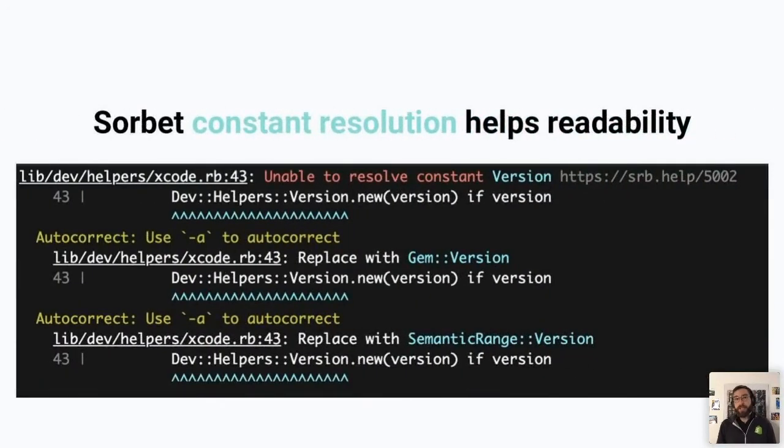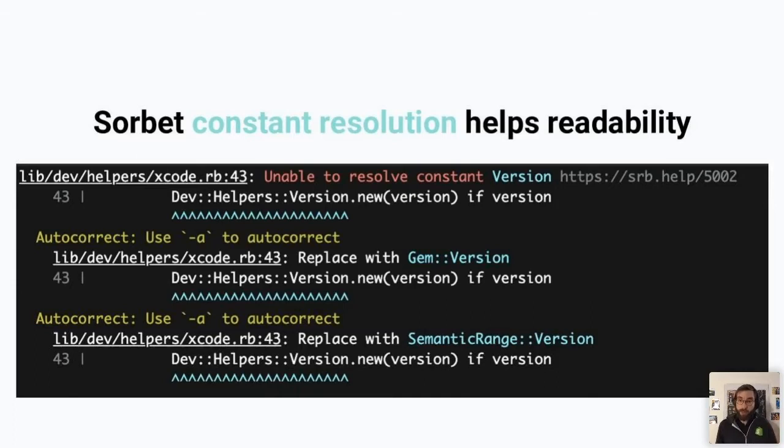One difference we noticed between Sorbet and vanilla Ruby is how constant resolution works. In this example, the developer was using the constant Version, and was not aware that in this project, Version could also mean a gem version or semantic range version. In this case, vanilla Ruby was actually resolving the right constant and everything was working, the tests were passing.